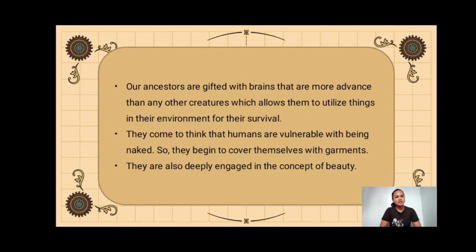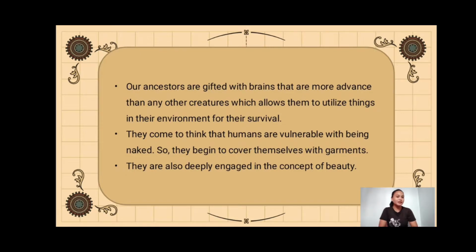So our ancestors are gifted with brains that are more advanced than any other creatures, which allows them to utilize things in their environment for their survival. As we all know, during this era, people utilize things that they could see around them. For example, stones. They use stones in making weapons, and they also use stones in making fire. We will talk more about that later.